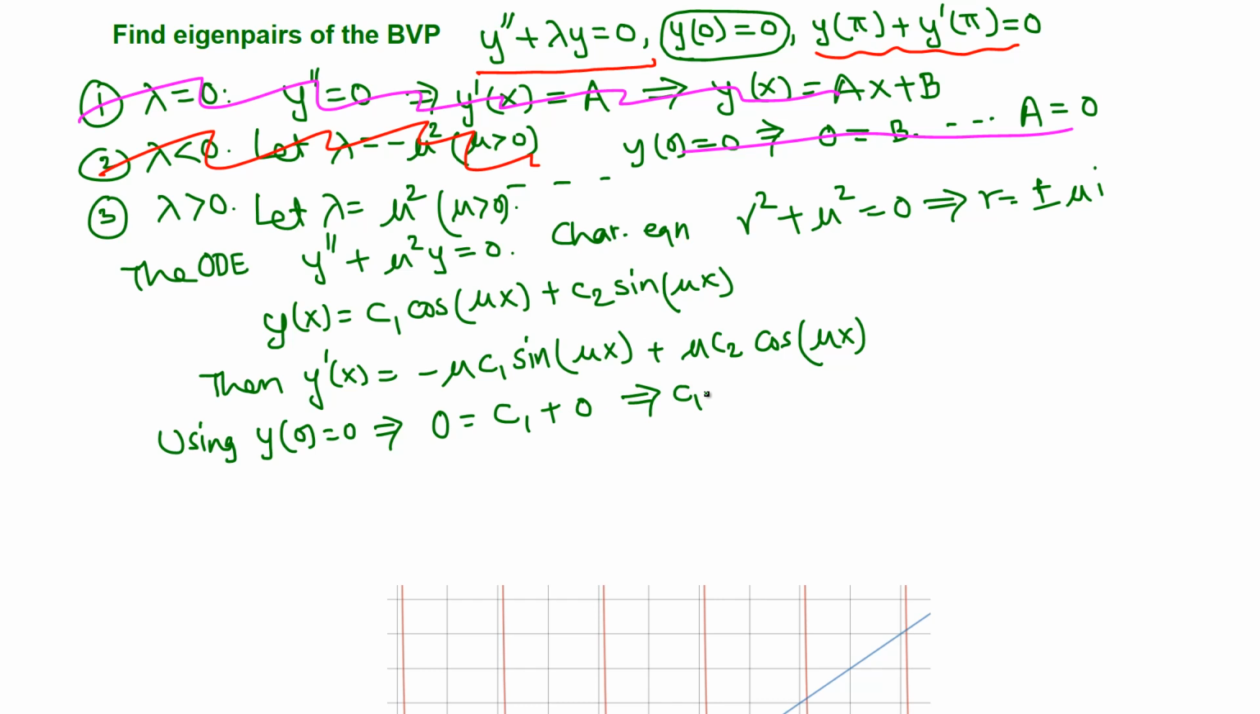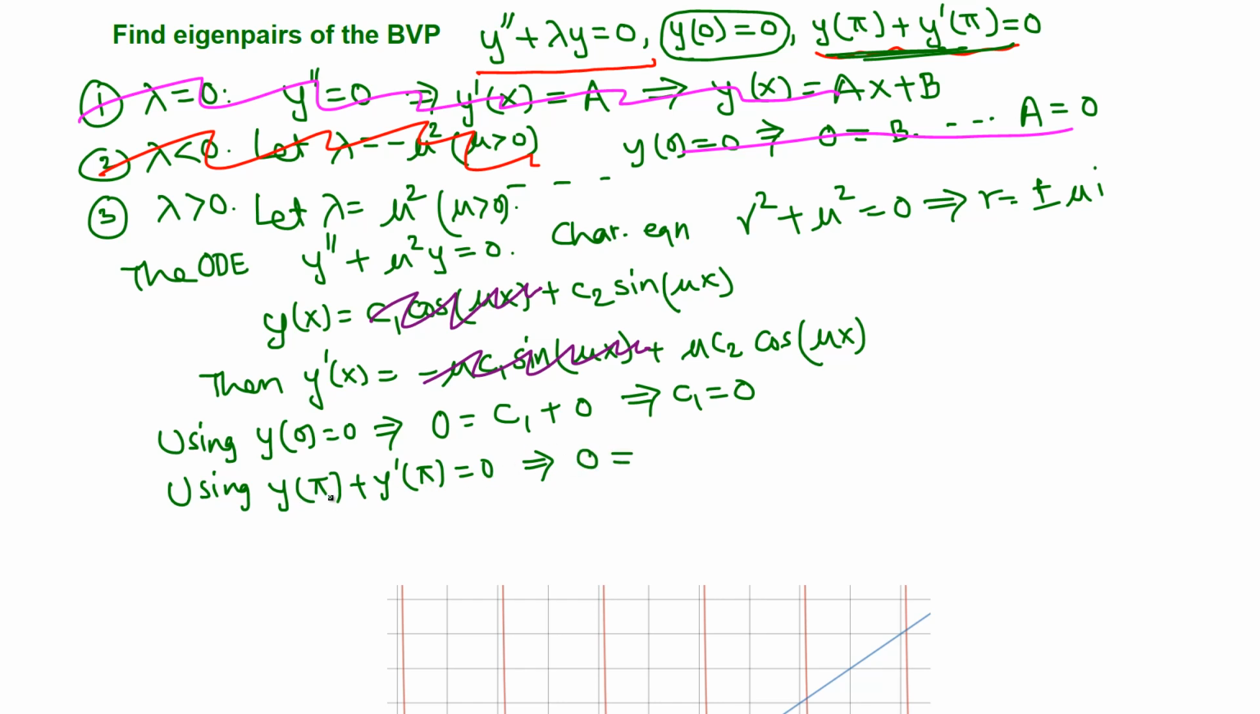This implies c1 = 0. Now we can go back and update our solution, because c1 is 0, so we don't have this anymore. In the same way for y', c1 is 0, so we don't have this anymore. Now we need to determine c2. For that we take the second boundary condition, y(π) + y'(π) = 0. We combine the two terms and that's 0. So let me write 0 in the front: 0 equals y(π).